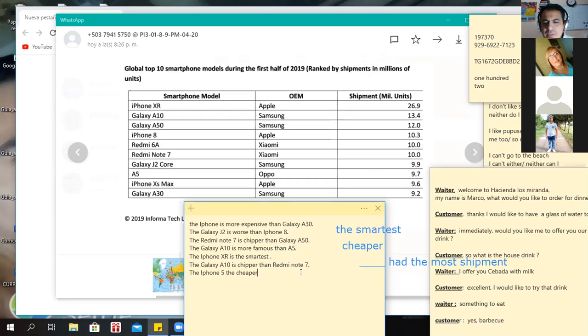Look at the data, the information where it says shipment in million units. So iPhone, Apple, that they shipped, exportaron, mandaron 26.9 million phones. Solo de ese, del iPhone X. 26 million units. Unidades. Estamos hablando de cada teléfono. So, ¿quién exportó más? ¿Quién tuvo las most shipments? Apple had the most shipments of all the companies.